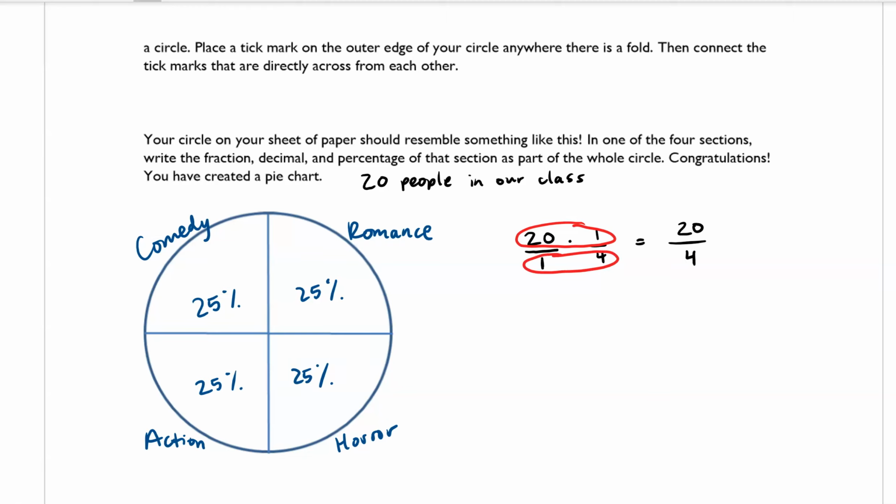So now I have the fraction 20 over 4, but we know that that is a division statement. So 20 divided by 4 is 5. So we could say 5 people chose romance as their favorite movie genre.